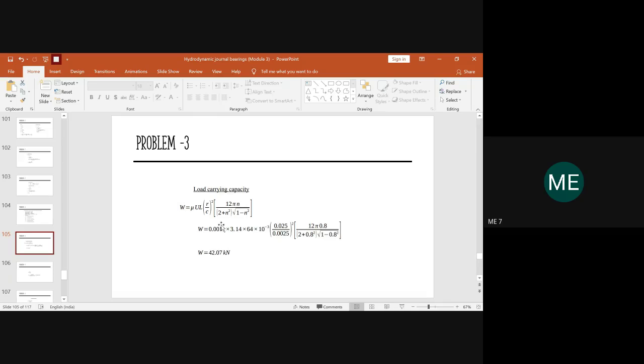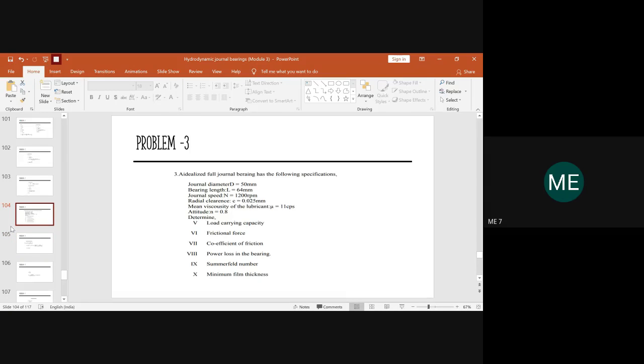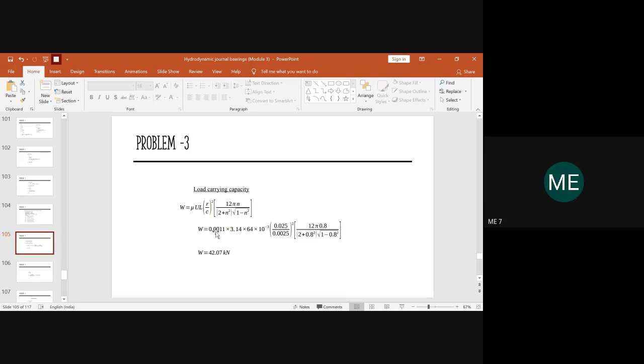So once you write down, you need to substitute the values here. Here the value of mu is changed from 12 centipoise to 11. If you multiply 11 into 0.001, then you will get the mean viscosity value in terms of Pascal second. So this value you will write: it is 11 into 0.001 for Pascal second unit. So you will get the value of mu.